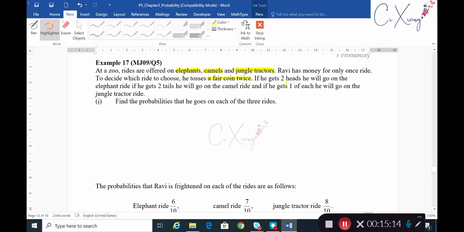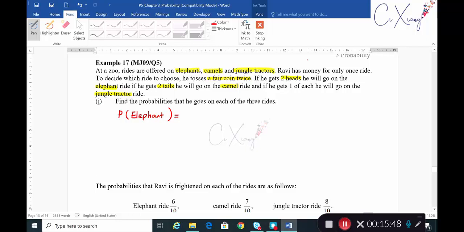So if he gets two heads, then he will go on the elephant ride. If he gets two tails, then he will go on a camel ride. And if he gets one head, one tail, then he will go on the jungle tractor. So the first question is they actually want you to find out the probability for each ride. Okay, so let us start with the elephant ride first. Alright, so for the elephant ride, okay, so this is the probability for him to go on the elephant ride.